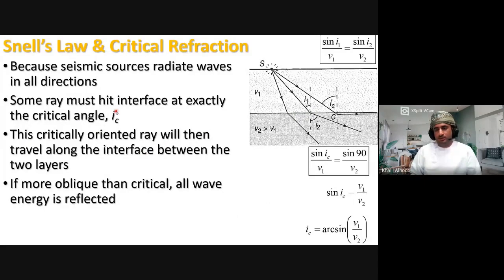Here is the thing. At some specific angle, which is called the critical angle, the refracted ray moves parallel with the interface. So the angle of this one to the normal is 90 degrees. And sine of 90 is how much? It is 1. So this becomes 1 over V2. And I can easily get, well, sorry, not Snell's law, the critical angle. This is what we call the critical angle.